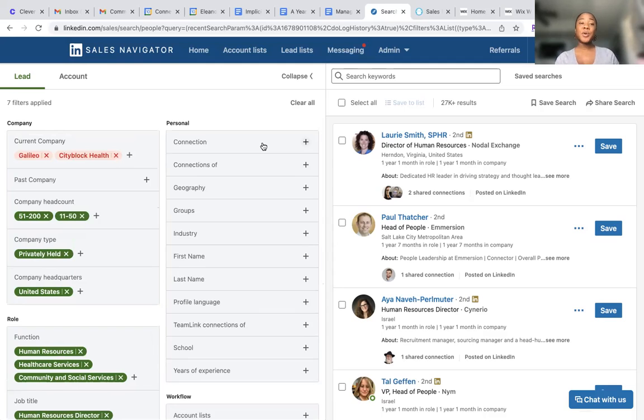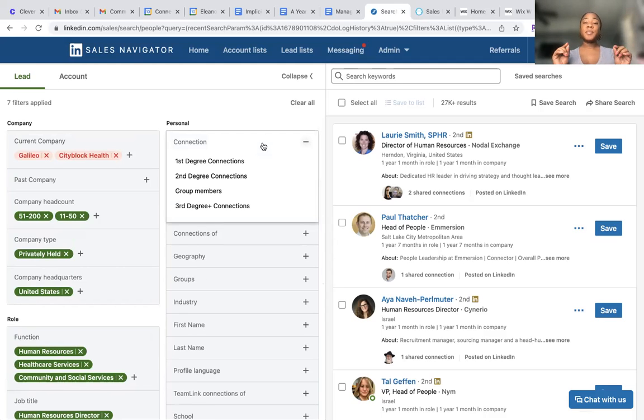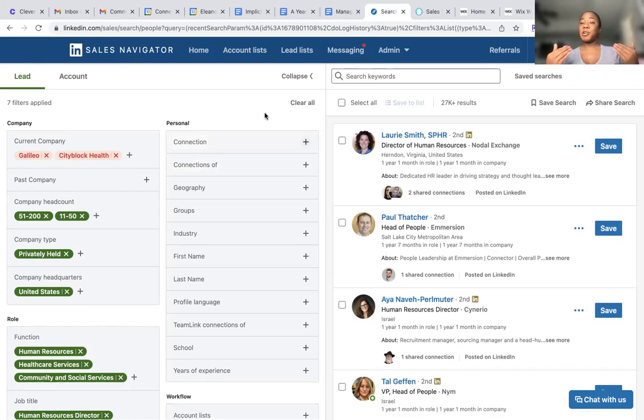Over here under personal, you can actually filter for first degree connections. Those are people that you know specifically. Second degree would be you have one mutual friend, so you are a friend of a friend, group members, and third plus degree connections. It's always great to start with those first and second degrees and then work your way out.